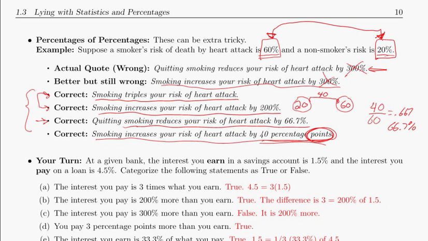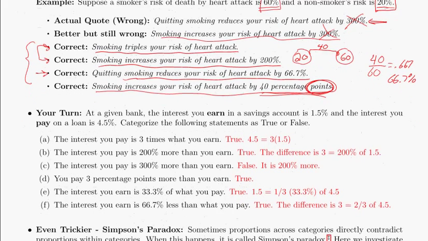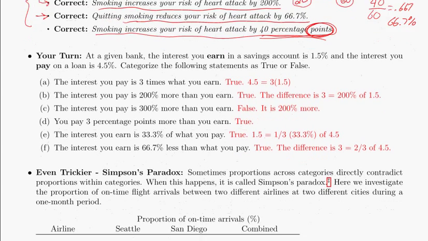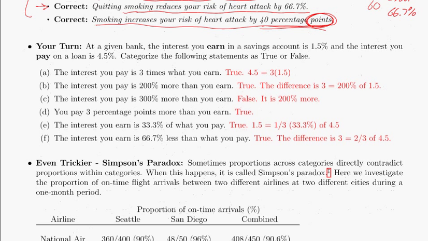And so here's a your turn, and there's a lot of stuff going on here. You start at a given bank. The interest you earn is 1.5%. Right, so if you put your money in a savings account, you get 1.5% interest. If you take out a loan, the interest you pay is 4.5%. So clearly, the interest you pay is greater than the interest you earn. And so basically we want to categorize these statements as true or false.